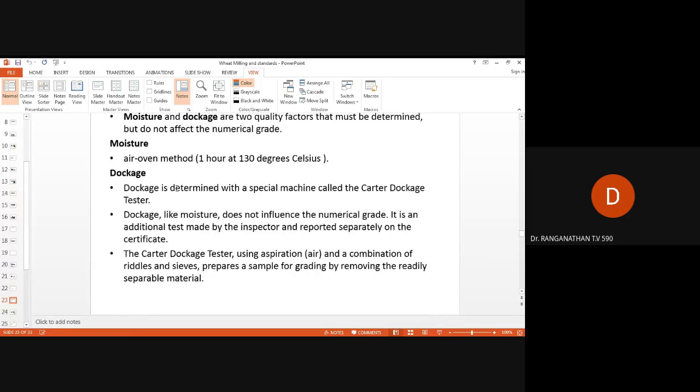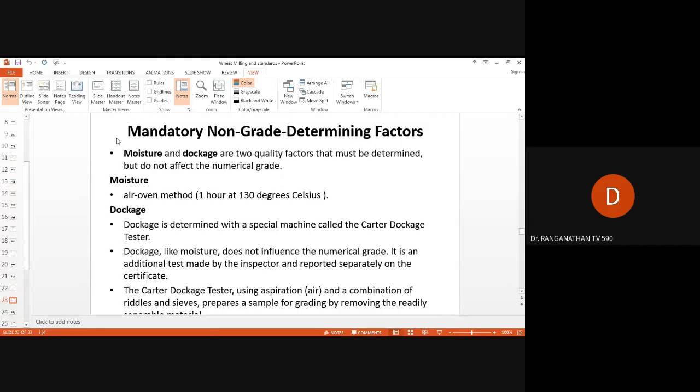Okay. Now we also have what are called the mandatory non-grade determining factors. The grade determining factors include, as I already told you, the test weight per bushel, or in other words, weight of 100 kernels, etc., the length to breadth ratio, broken kernels, heat damaged kernels, and presence of foreign matter. These are mandatory and these determine the grade.